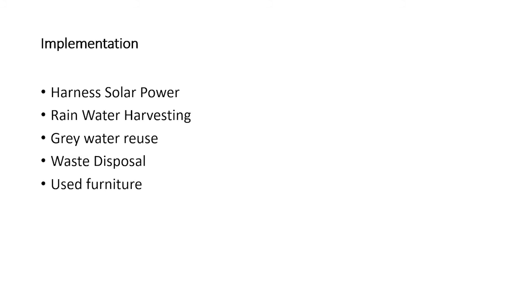Same when you're constructing, you can put in methods of gray water recycling, reuse, waste disposal like composting, and use reused furniture. In India we have huge reused furniture markets, where you can buy 50-year-old cupboards or beds, etc.